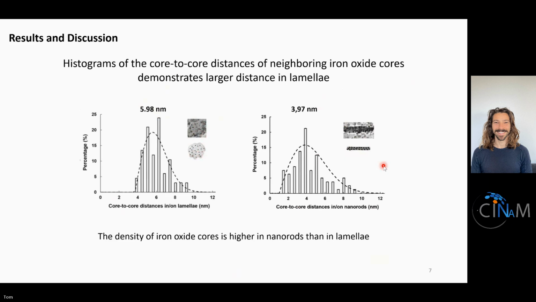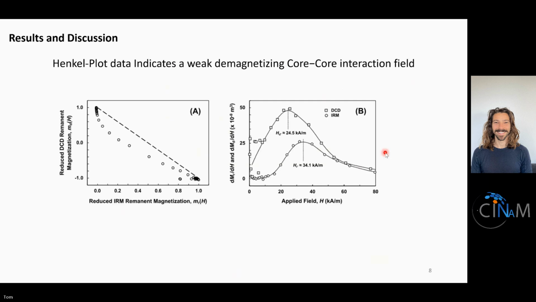in the lamella. But in our case, the sample is composed of around 80% of lamella and only 20% of nanorod. So we have particle iron oxide core that are well dispersed inside the dextran matrix. And to correlate the magnetic properties with the morphology and the crystallinity, we perform Henkel plot data that indicate there is a weak demagnetizing core-core interaction field.